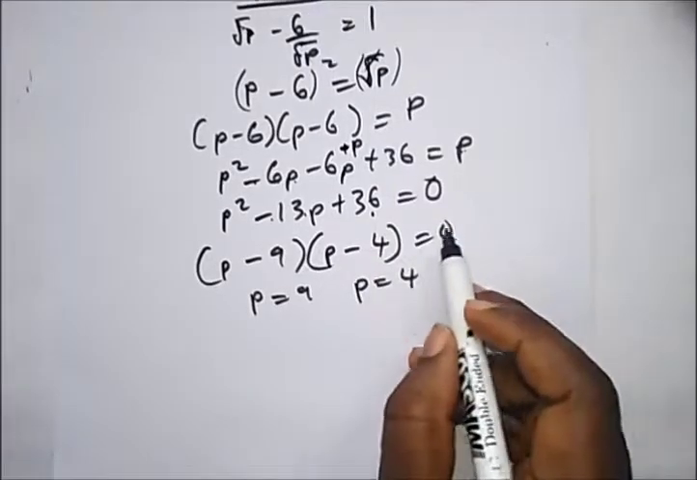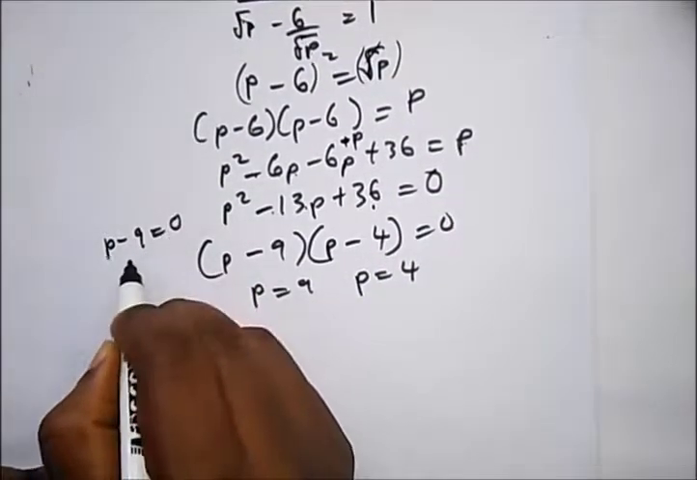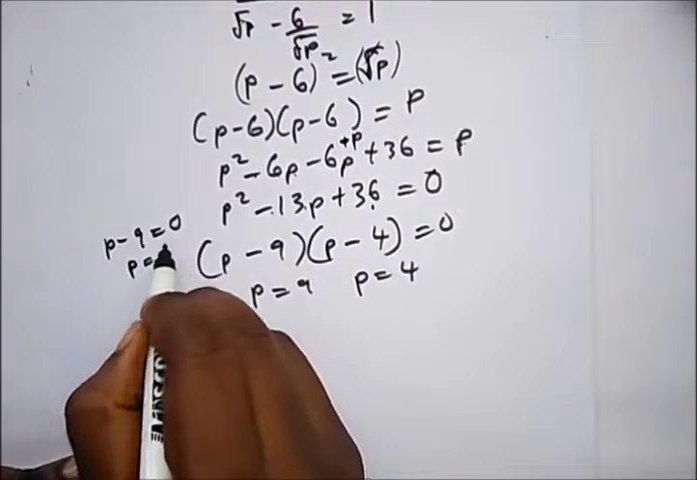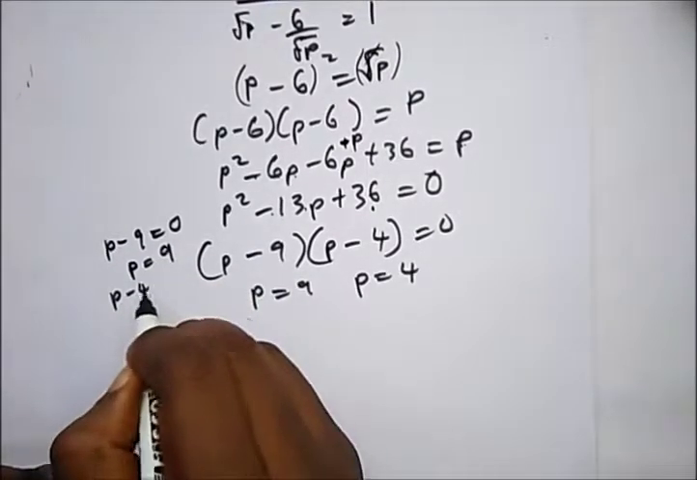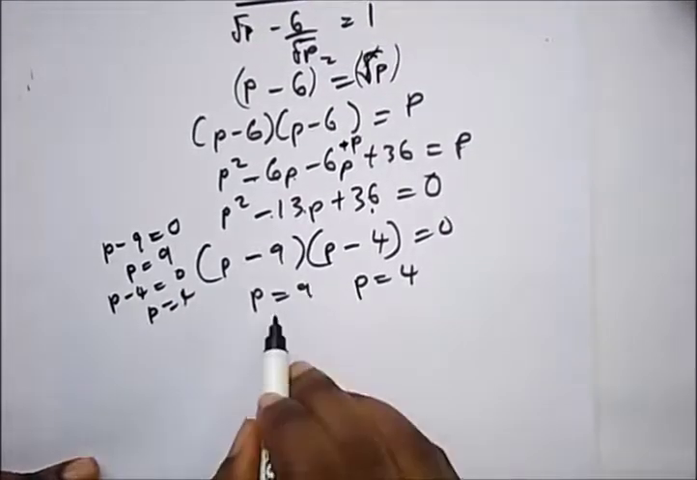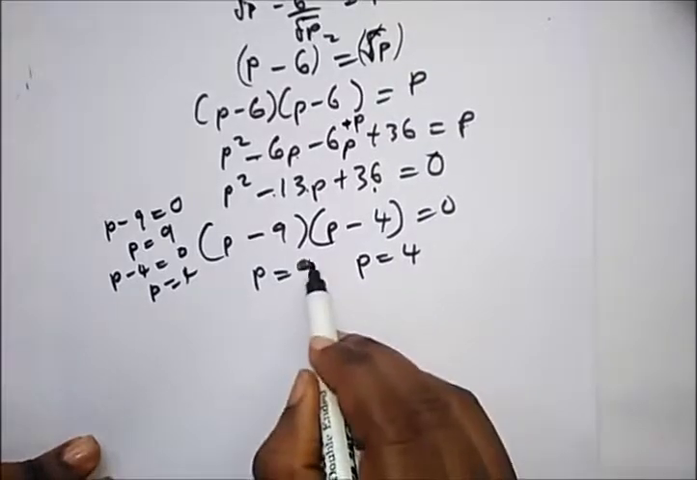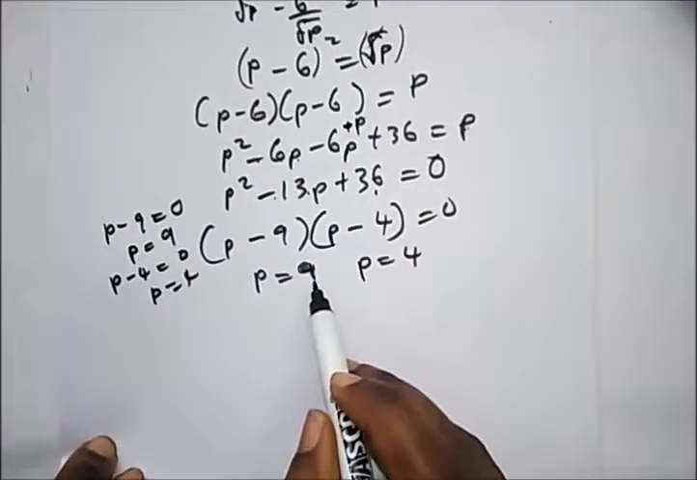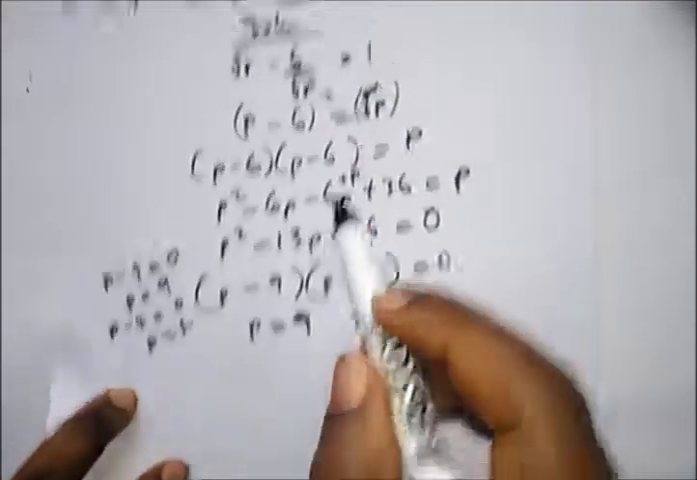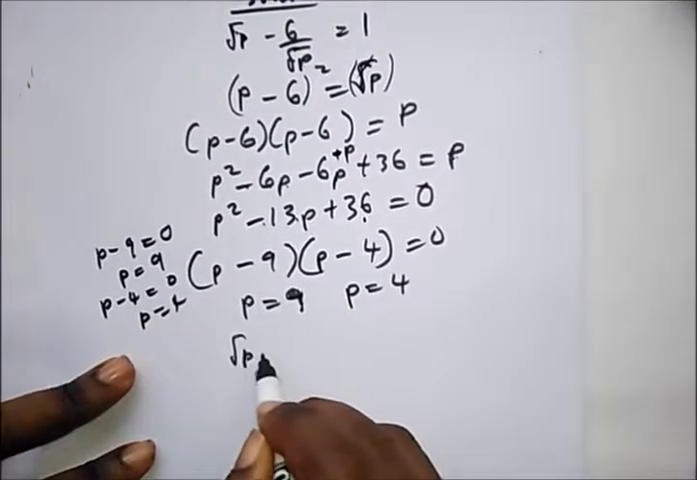Okay, when you equate it to 0, let me write this down so some people don't get confused. P will be equal to, bringing minus 9 here, we have a 9. When we have p minus 4 equal to 0, bringing minus 4 here, we have a 4. That's how I got 9 and 4. So here, all we need to do now is to prove that this value p satisfies this particular equation. So let's write this equation down.